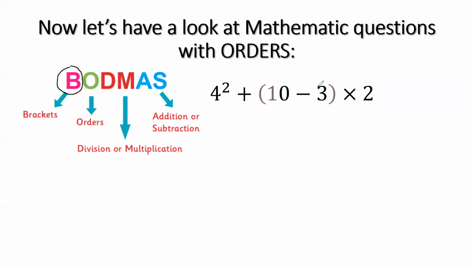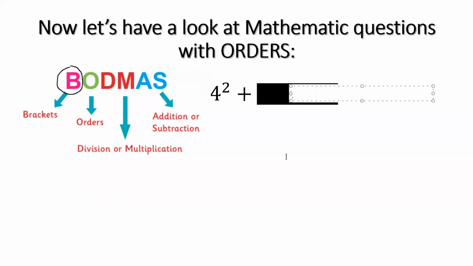And inside my brackets, I have 10 subtract 3. Okay, so 10 subtract 3 is 7. It's up to you what you do here. But what I like to do is get rid of it and replace it with the answer 7. What some people do is just put a line for it and they rewrite the whole expression underneath. But I'm just going to replace it, which is fine. Okay, so what are we left with? We're left with 4 squared plus 7 multiplied by 2.